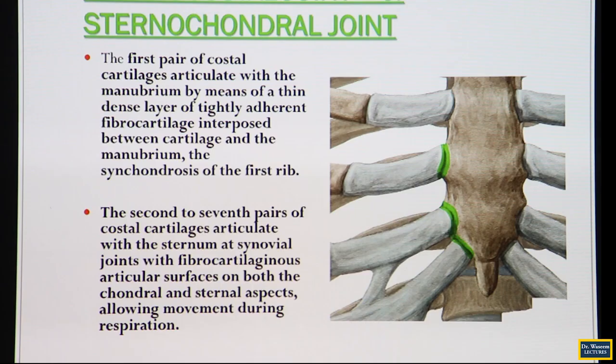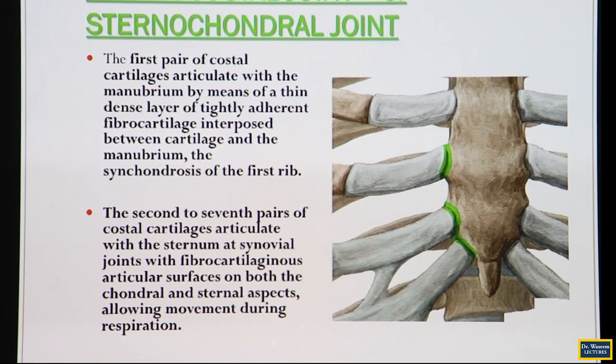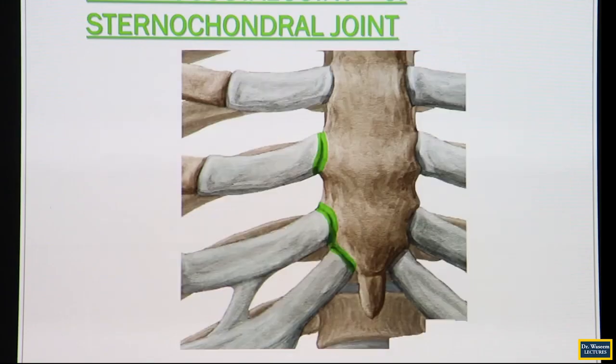The second to seventh costal cartilages articulate with the sternum at synovial joints, with fibrocartilaginous articular surfaces on both sides. But they are not typical, because there is no hyaline cartilage; instead we have fibrocartilaginous articular surfaces on both sides, from the costal cartilage side as well as from the sternal side. They allow movements also. So, we have synovial joints, but they are atypical synovial joints. But the first one is not a synovial joint, it is a synchondrosis. This is important, and it is usually asked in the exam.